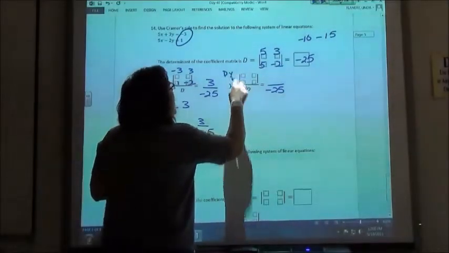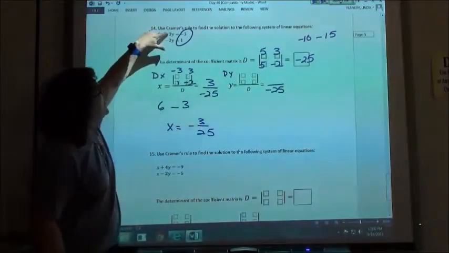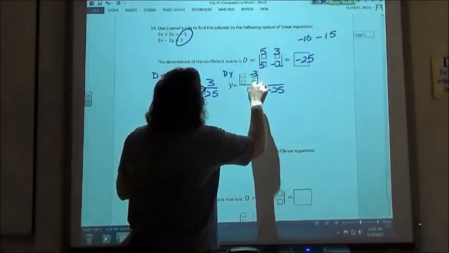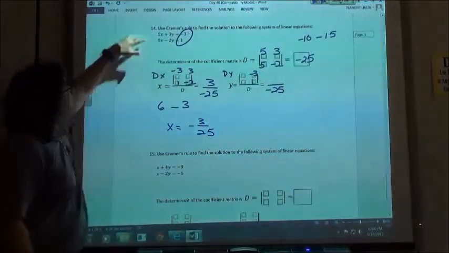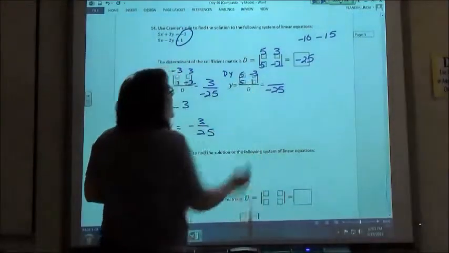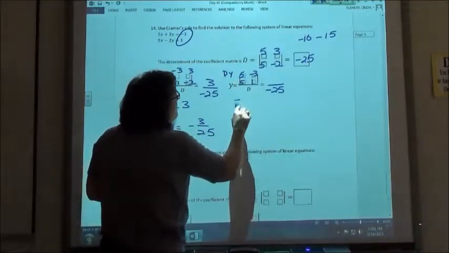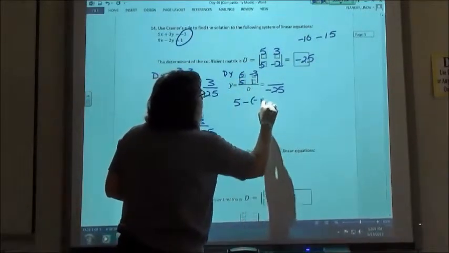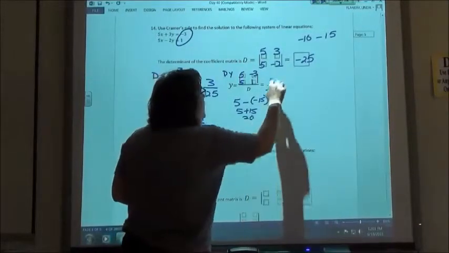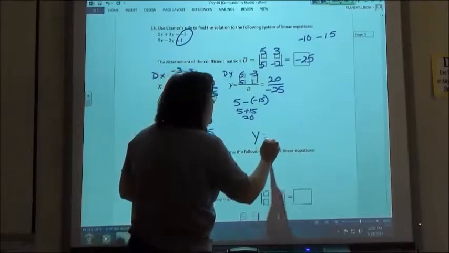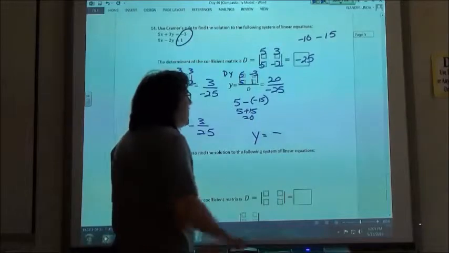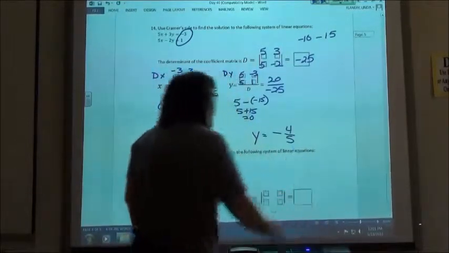Doing dy. d sub y, I'm going to replace the y's with those two numbers. So that second column is going to be the negative 3 and the 1. The first column is going to stay the same. The x's were both 5s. 5 and 5. So my cross product, I got 5 minus negative 15. That means I'm going to do 5 plus 15, which is 20. Y is going to equal negative, and I can reduce this down, 20/25 would be 4/5 then.